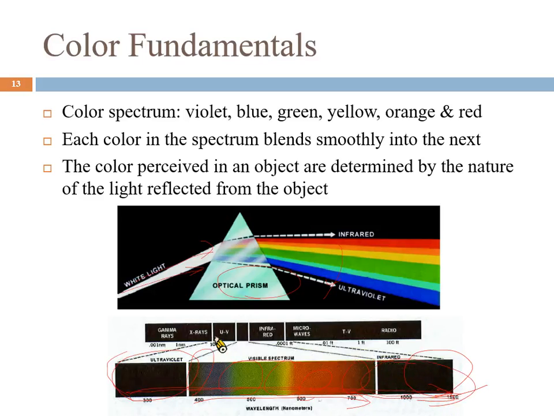Basically, here is the whole spectrum of color. We can see that X-ray is light with very short wavelengths, and infrared and microwave are light or waves with very long wavelengths. So this is why we can perceive different colors. It totally depends on the wavelengths.